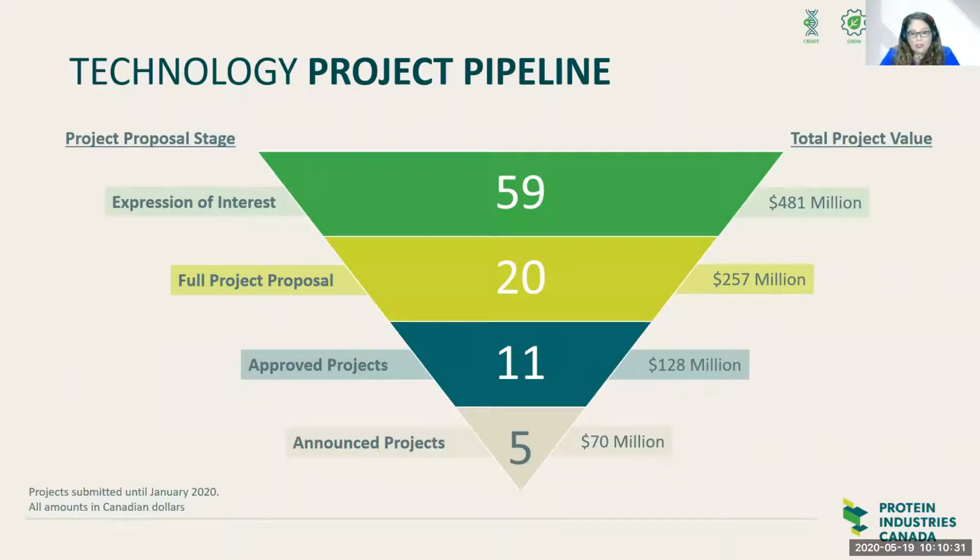Over the course of our 2 current calls for technology projects, we received 59 expressions of interest. Of those, 20 projects moved forward into the pipeline to become full project proposals. To date, 11 of those projects have been approved and 5 have been announced. This total project value number that you see on the screen on the right-hand side is the investment from both PIC and industry partners.